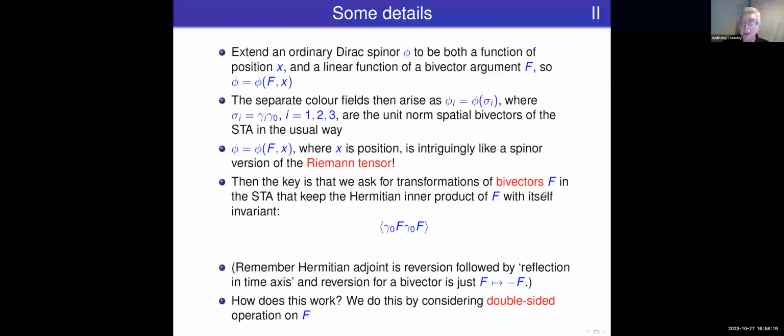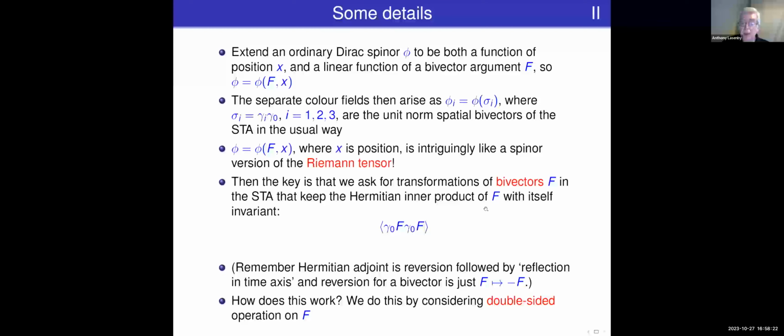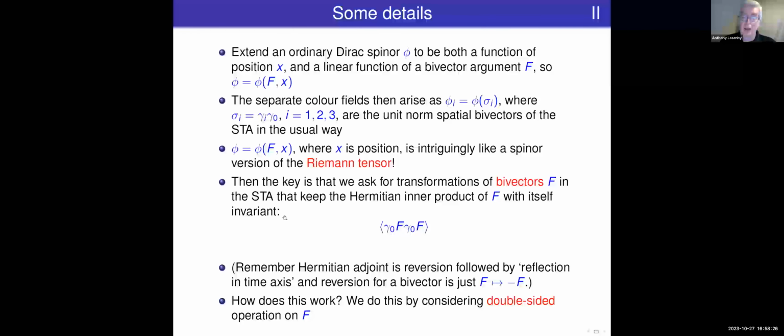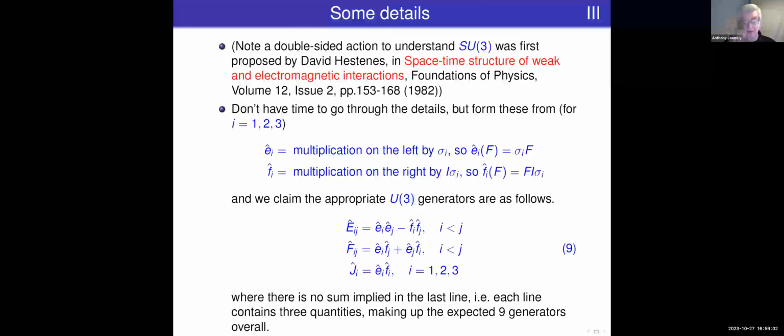And now we ask for transformations of bivectors f in the STA that keep the Hermitian inner product of f with itself invariant. And you can see that this is the correct construction. Gamma naught f, because I haven't been through it, but Hermitian adjoint in STA is reversion followed by reflection on the time axis. And reversion for a bivector is just f goes to minus f. Here you can see the reflection in the time axis, the gamma naught sandwiching it. And as I say, f goes to minus f does the reversion. So how does this work? How do we keep that particular norm fixed?